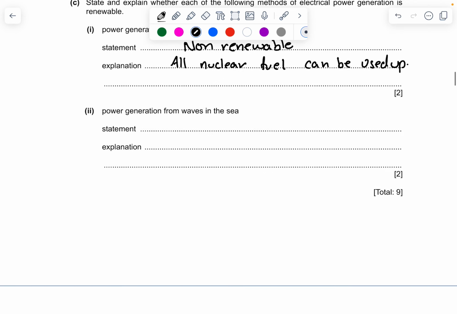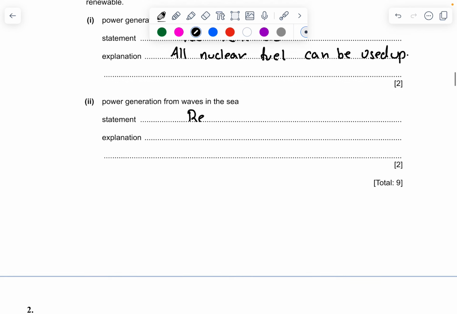Another, power generation from waves in the sea, is renewable because the waves in the sea will never end. Why will the waves in the sea never end? Because they are all caused by the wind. So it is renewable because waves are always produced by wind.